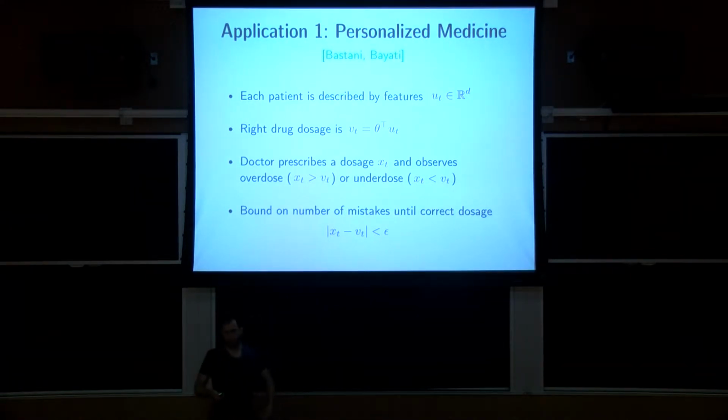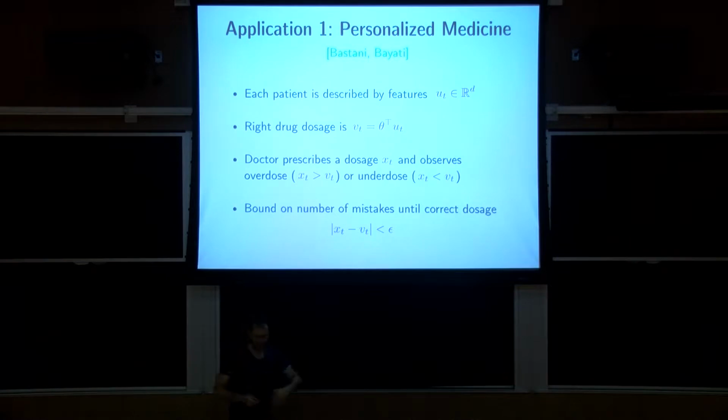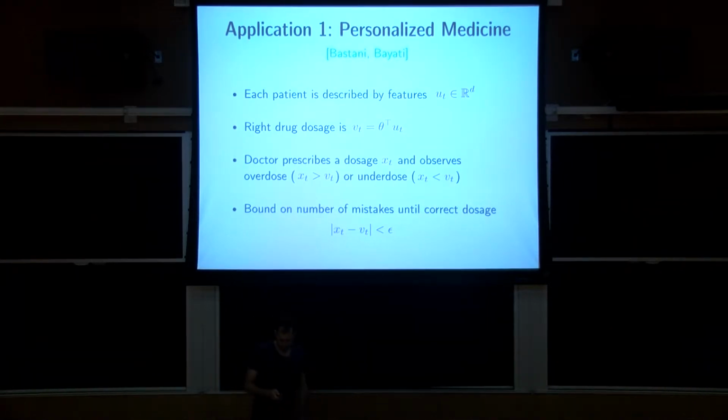So when the new patient comes, each patient is different, the doctor prescribes some amount, and then he observes whether the patient, after taking this drug, was overdosed or underdosed. And then he can update. For the next patient, he can try something else. But the next patient will be a different person, so he needs to adapt. And he wants to bound the number of times it takes until the dose is epsilon away from the optimum.